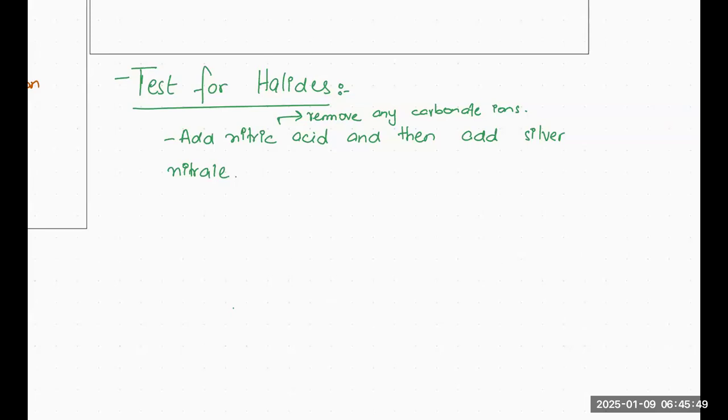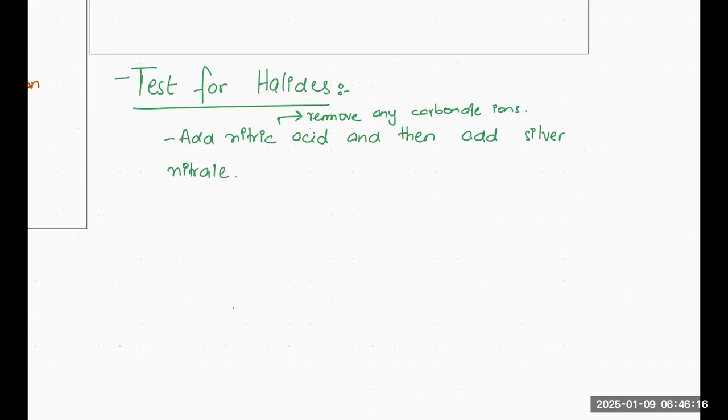Why? Because the majority of carbonate ions will give you a precipitate. So let's say that in my sample there were carbonate ions, but there were no halides. You got a white precipitate. You come to me and say, Miss, we got a white precipitate, halides are present. But your result is incorrect because it was due to carbonate ions, since carbonate ions, the majority of the time, will give you some kind of precipitate.